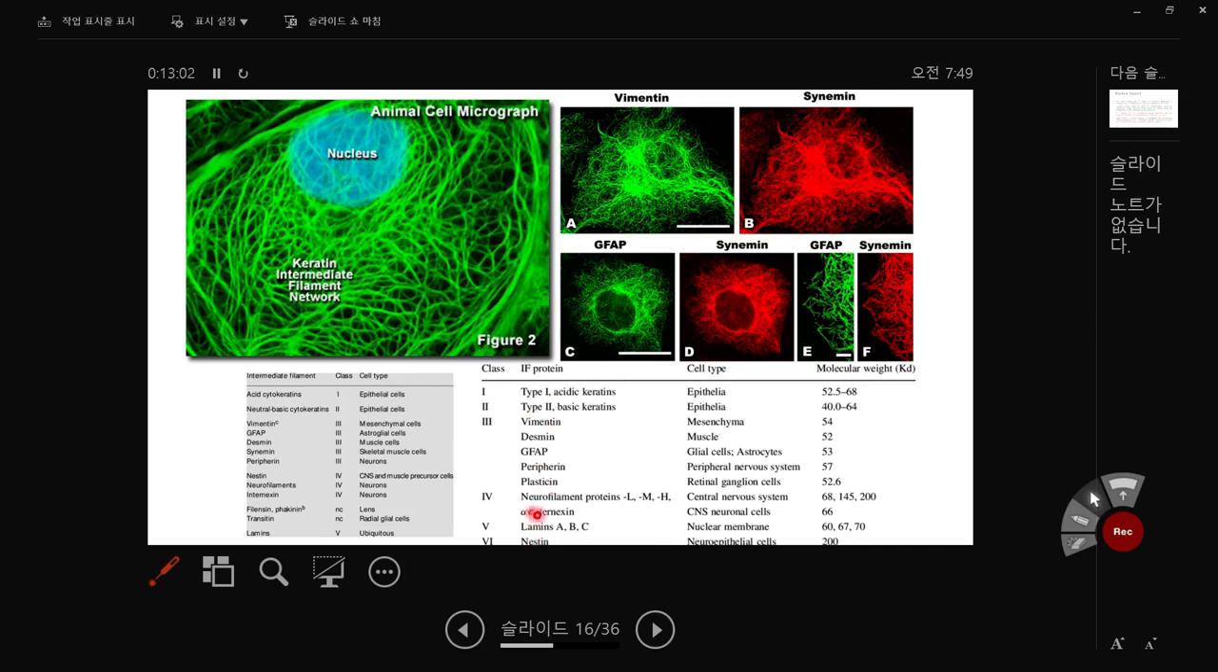So you can stain this kind of intermediate filament to distinguish which type of cell you are detecting. If you have a stem cell and you want to derive it into a certain cell type, the final step is to confirm that this cell is derived to the designated cell type. In that case, you can find what kind of intermediate filament is abundant in your target differentiated cell, and then you can stain for it.